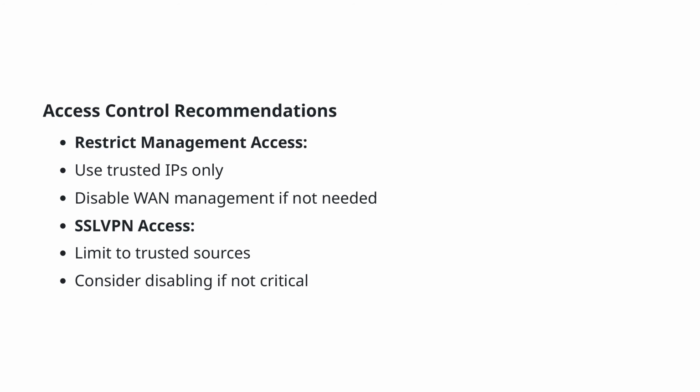In this slide, we're focusing on access control recommendations to bolster network security. First, it's important to restrict management access to only trusted IP addresses to minimize unauthorized attempts. If wide area network or WAN management isn't necessary for your operations, consider disabling it entirely as an additional security measure. Regarding SSL VPN access, limit it to trusted sources and assess whether it is truly essential for your network, as disabling it can reduce potential exposure to threats. These strategies aim to control and protect who can access sensitive areas of your network, thus strengthening your overall security posture.